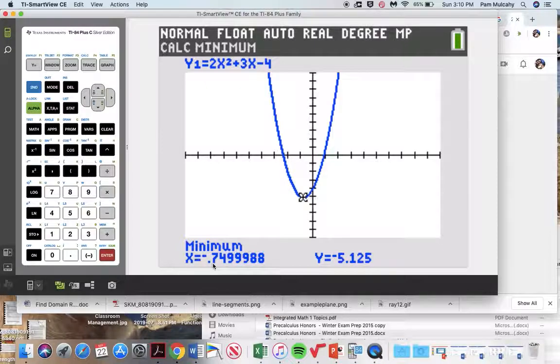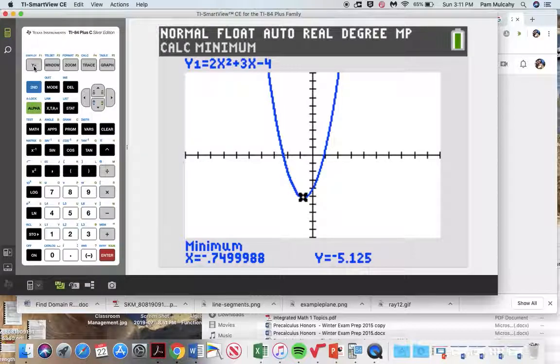And here you see that the function is at its lowest point when x is about negative 0.75, and that lowest y value is negative 5.125. That's all there is to it.